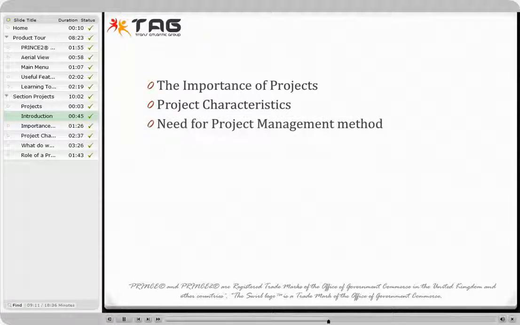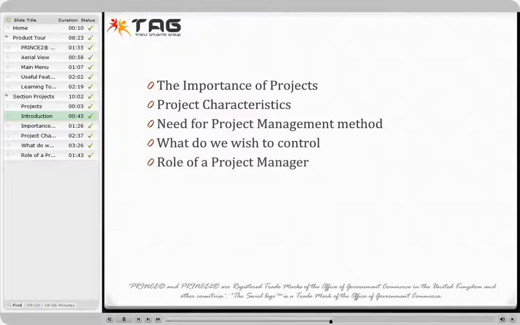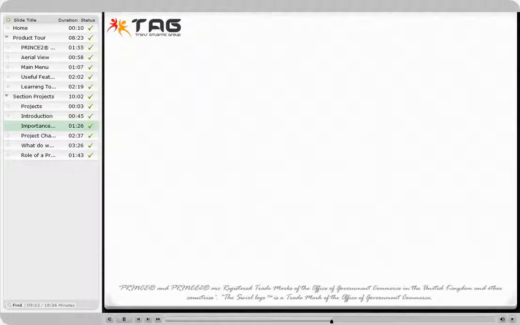Why have a project management method, and what do we wish to control? You will also get an insight into the various roles played by a project manager.